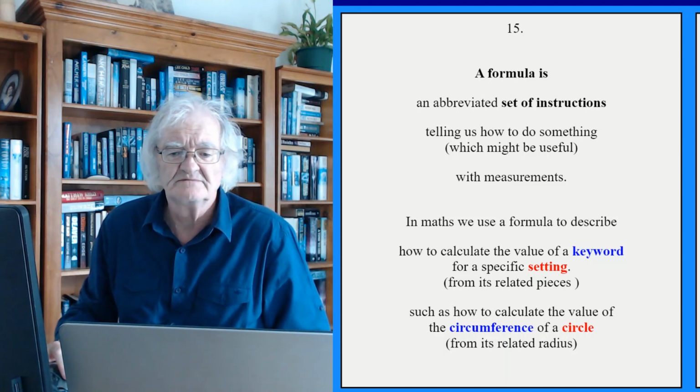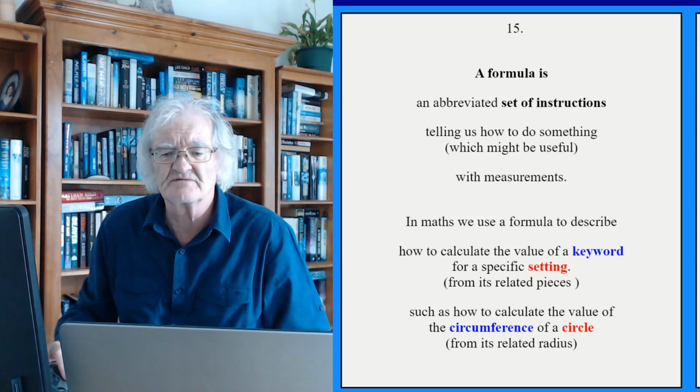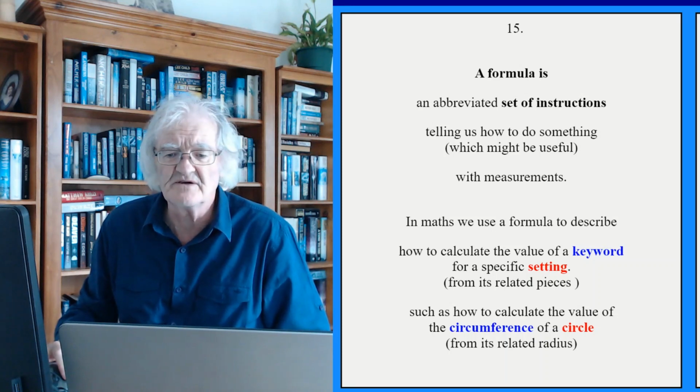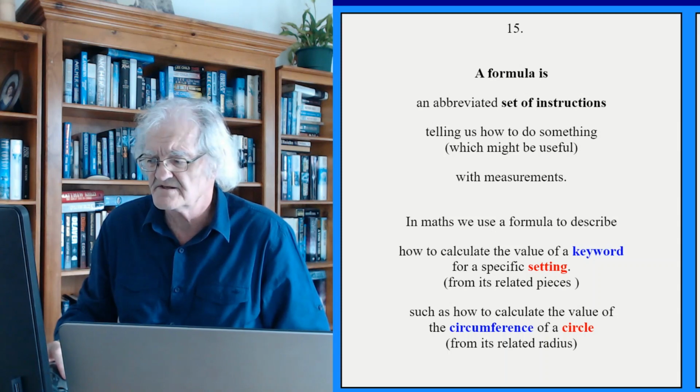Now, a formula. It's a word we've used before. It's a set of abbreviated instructions telling us how to do something which might be useful when we have measurements. In maths, we use a formula to describe how to calculate the value of a keyword for a specific setting from its related pieces. An example is how to calculate the value of the circumference of a circle from its related radius.